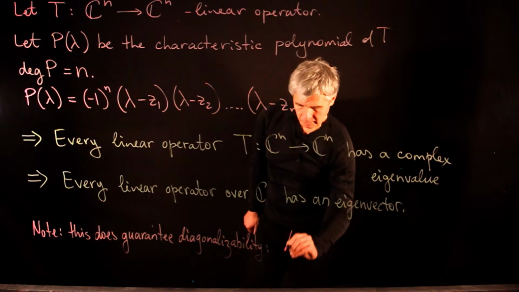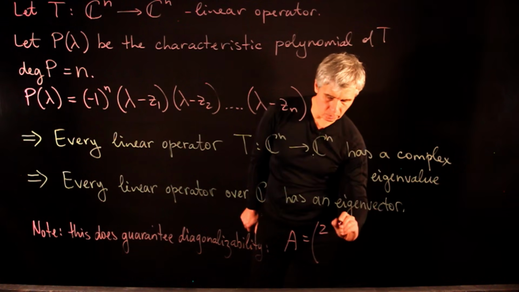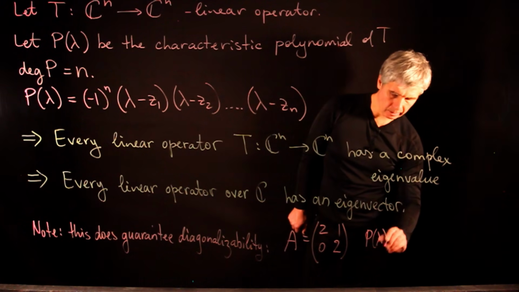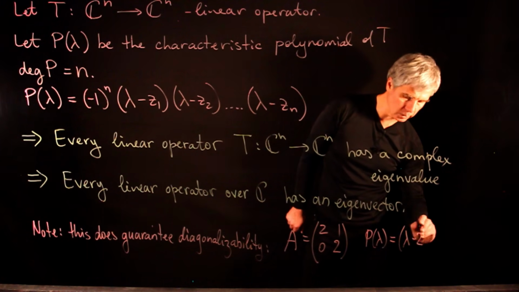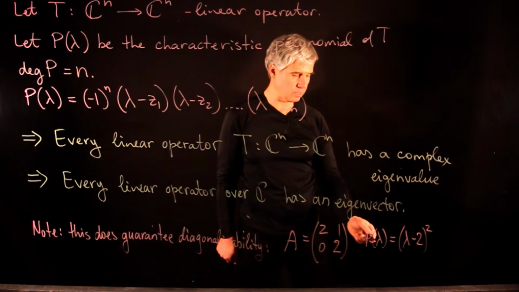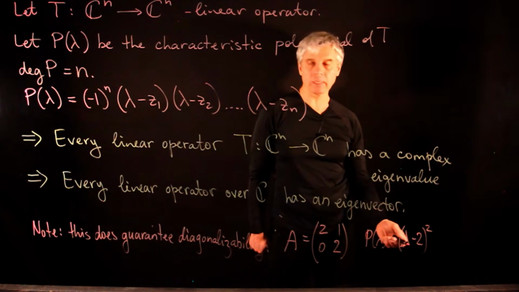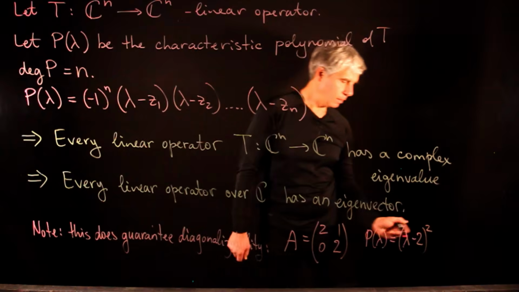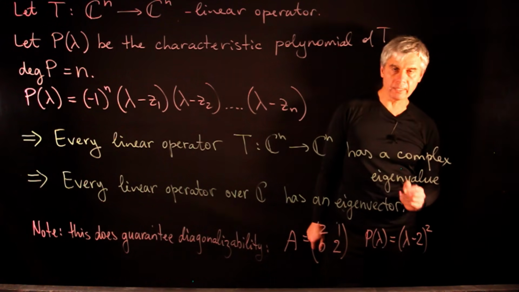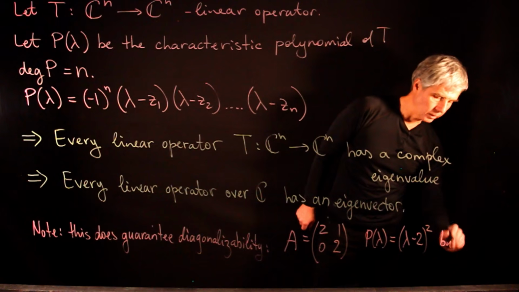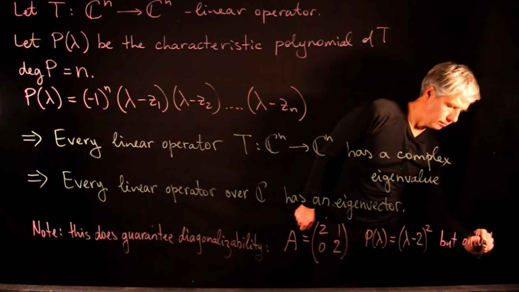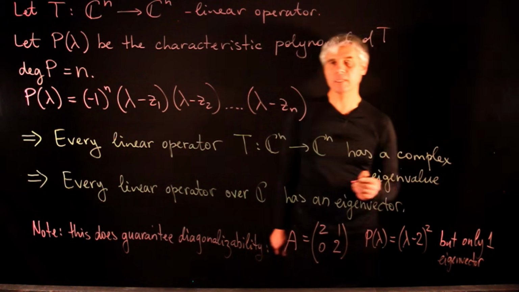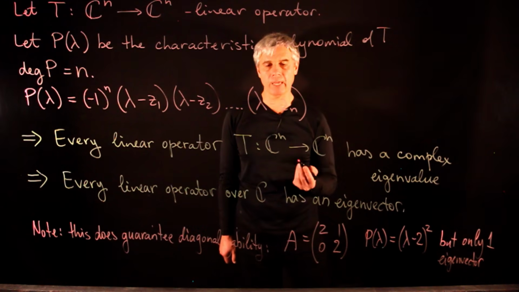Indeed. So if we take operator A, which is 2, 1, 0, 2, so here P of lambda is equal to lambda minus 2 squared. So we see that this characteristic polynomial does split into linear factors as guaranteed by this theorem. But we don't have two eigenvectors here. So here we have only one eigenvector. And for diagonalizability, we need the basis of eigenvectors.